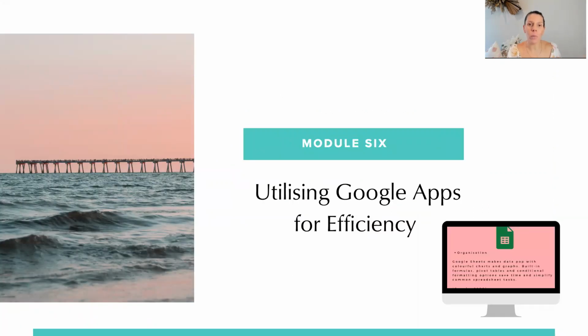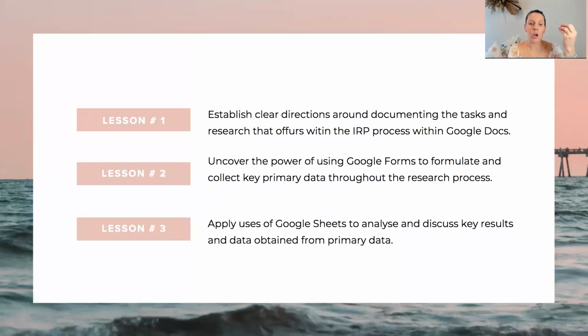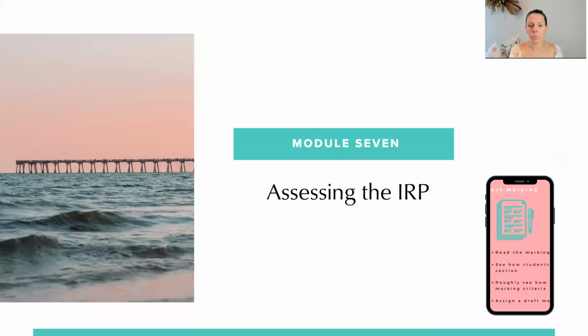Module 6 is all about using those Google apps for efficiency, maximizing their actual processes inside that particular system. So, clear directions about how you're going to start to possibly create your questionnaires, where you're going to send them out, how you're going to use Google Docs to document every single step of the way, how your kids are going to collaborate with those Google Docs, using Google Forms, a simple way to collect your primary data, and then using Google Sheets to actually analyze that data at the end.